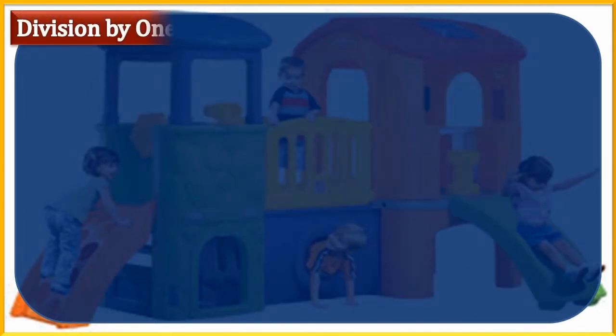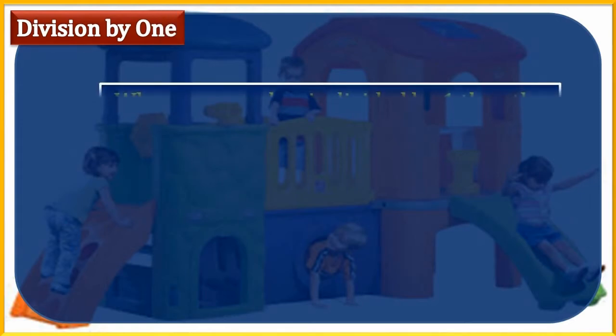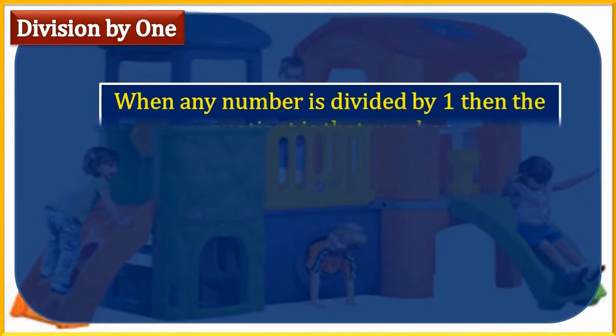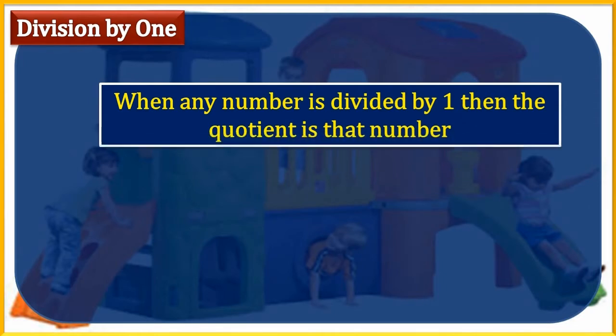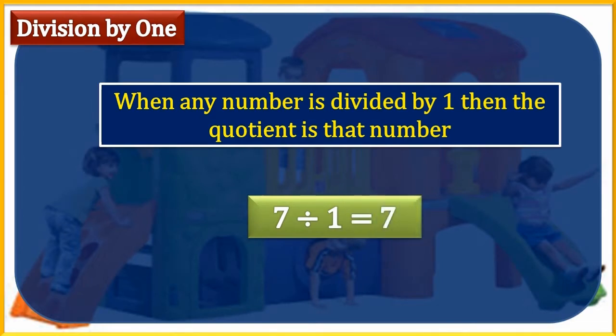Division by 1. When any number is divided by 1, then the quotient is that number. So, in this case, we get the quotient as 7, because the number 7 is divided by 1.